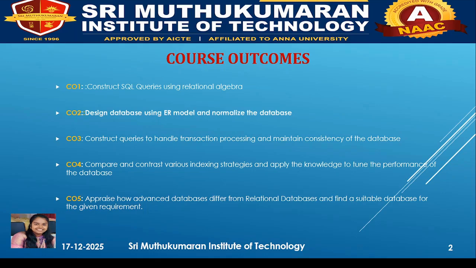And then course outcome 4, compare and contrast various indexing strategies and apply the knowledge to tune the performance of the database. In this unit, we are going to implement the SQL techniques and various indexing strategies and then apply our knowledge to tune the performance of the database. Course outcome 5, appraise how advanced databases differ from relational databases and find a suitable database for the given requirement. Here we are going to learn about the advanced topics of DBMS that differ from relational databases.